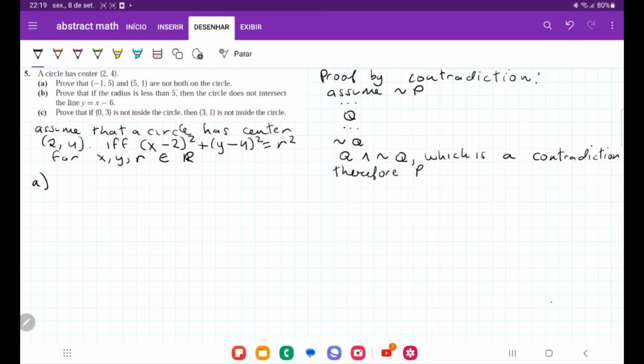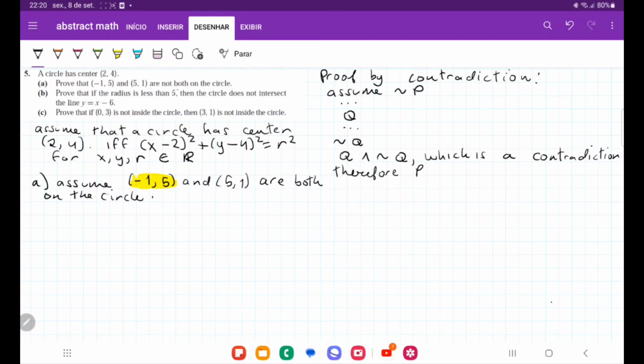And now for item A, we want to prove that (-1, 5) and (5, 1) are not both on the circle. So we're going to assume the opposite, assume not that. So we're going to say assume that the points (-1, 5) and (5, 1) are both on the circle. So what we're going to do here is plug in the first point in the equation, right?